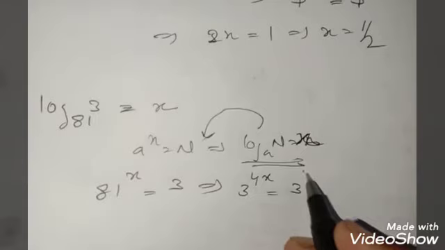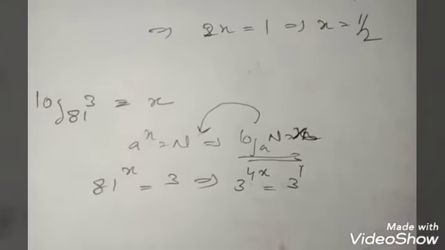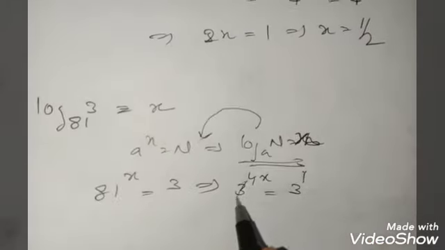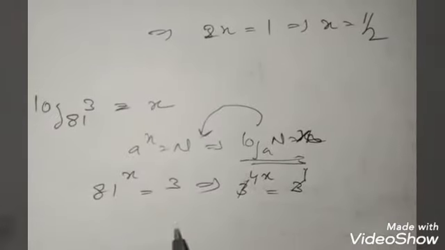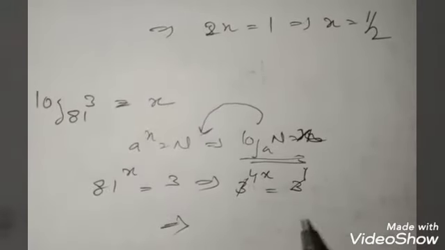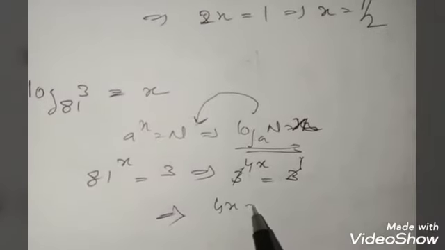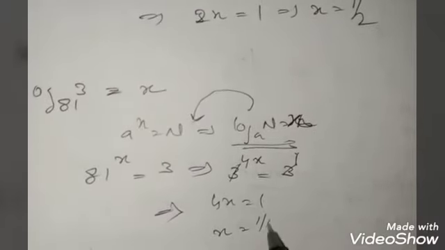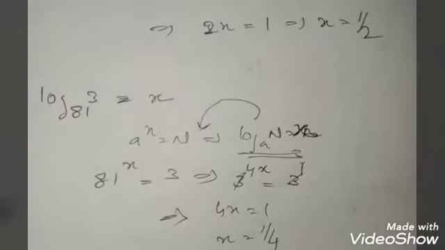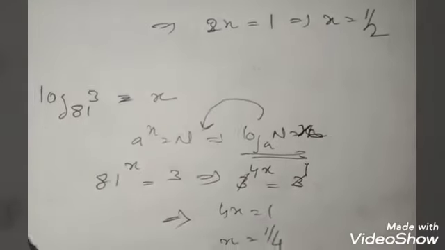So 3 to the power of, if you don't have any power, you just assume this as 1. Now cancel your bases, as we have learned previously, that if the bases of any exponents are equal, you can cancel them. Next we will get 4x is equal to 1. So x is equal to 1 by 4. So like this we are finding the values of any logarithms.